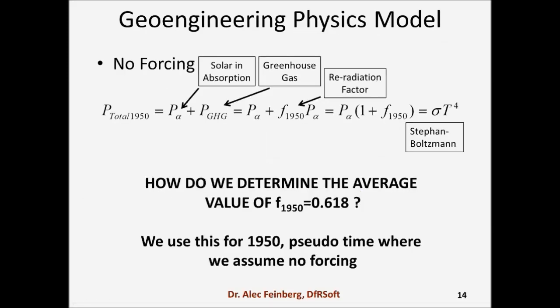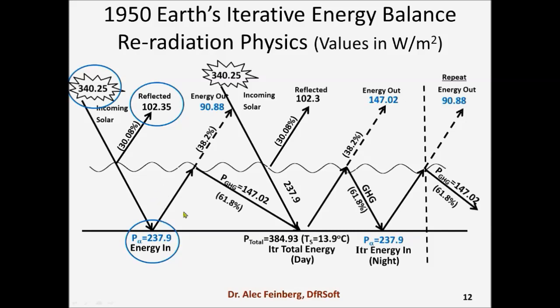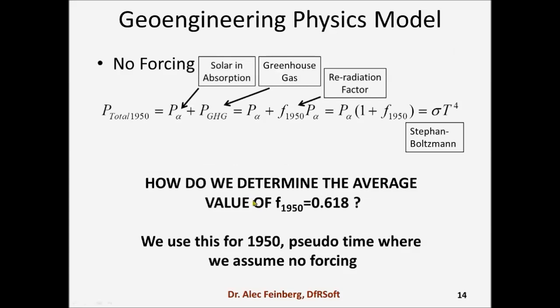Okay, now we want to describe the diagram a little bit more in detail, and we notice that we combine the P alpha plus the greenhouse gas radiation, and that gave us P total in 1950. So let's look at that. That's the greenhouse gas, the 147, plus the 238, the energy in. So that's the P alpha and the greenhouse gas. Now all we're doing is adding these two guys.